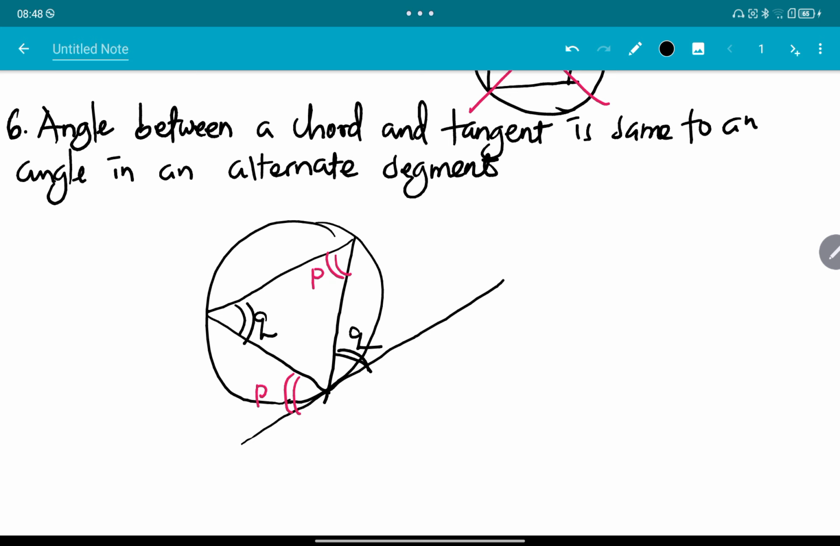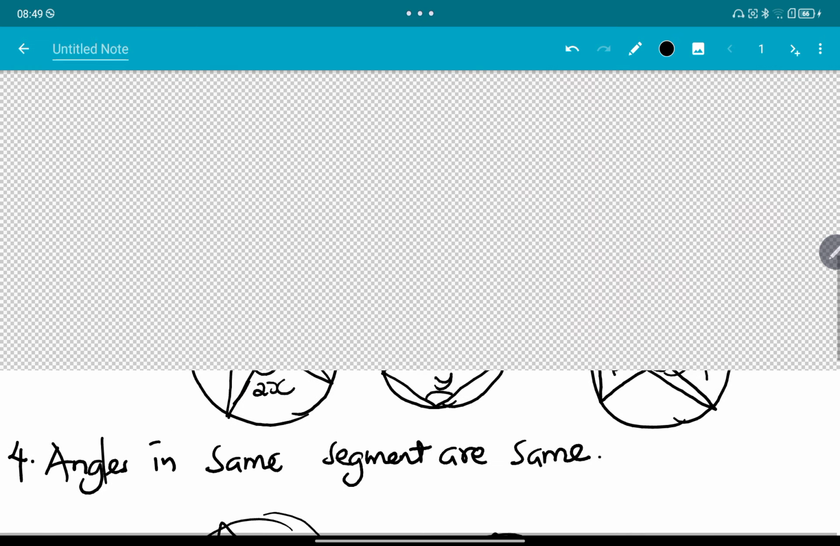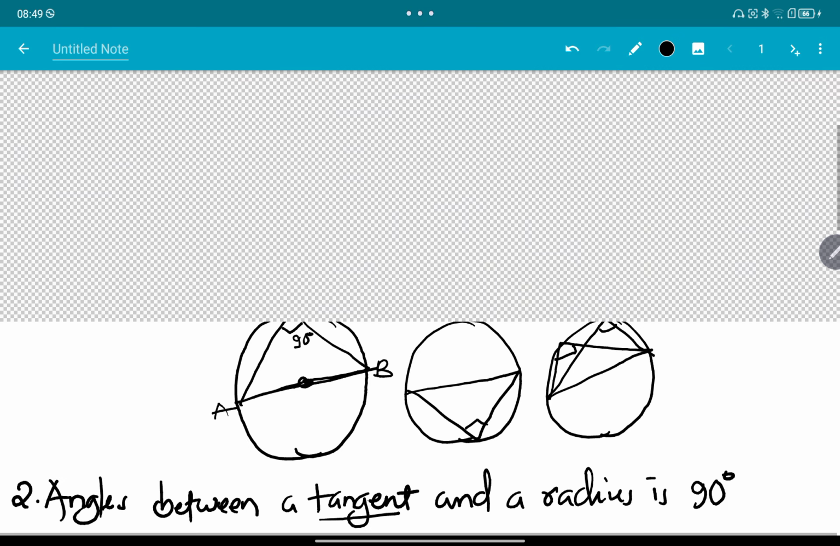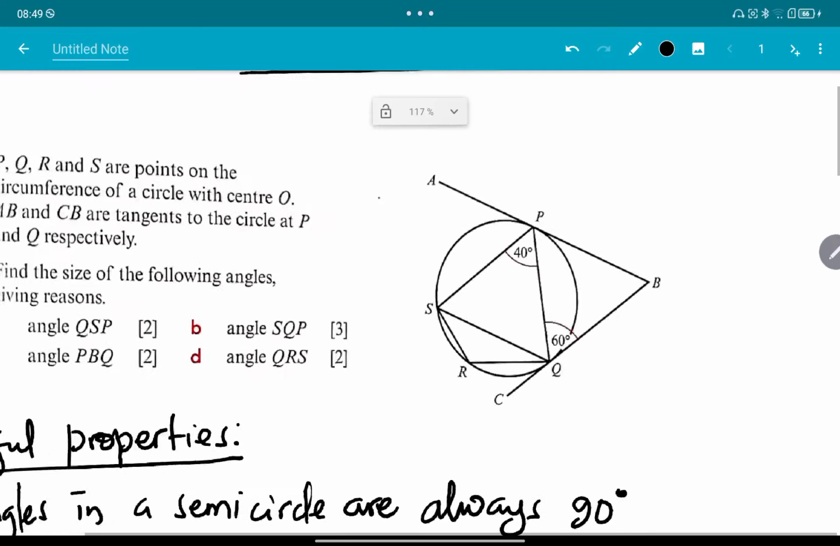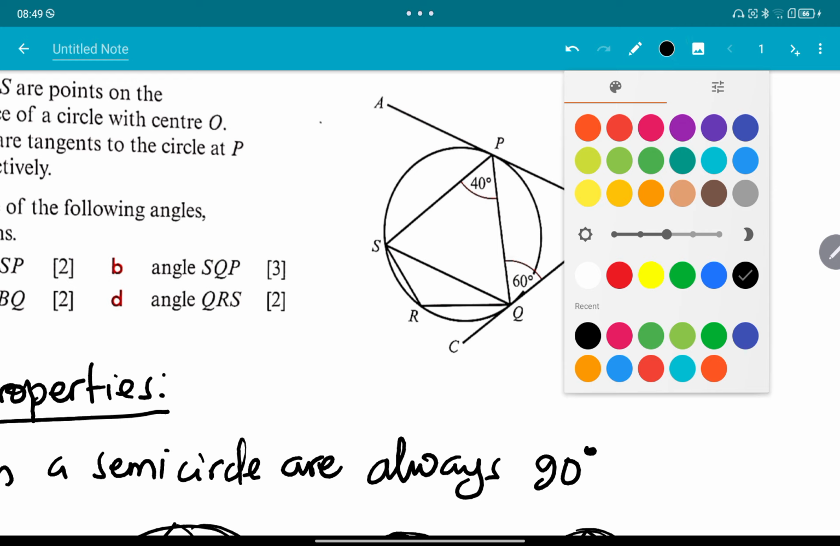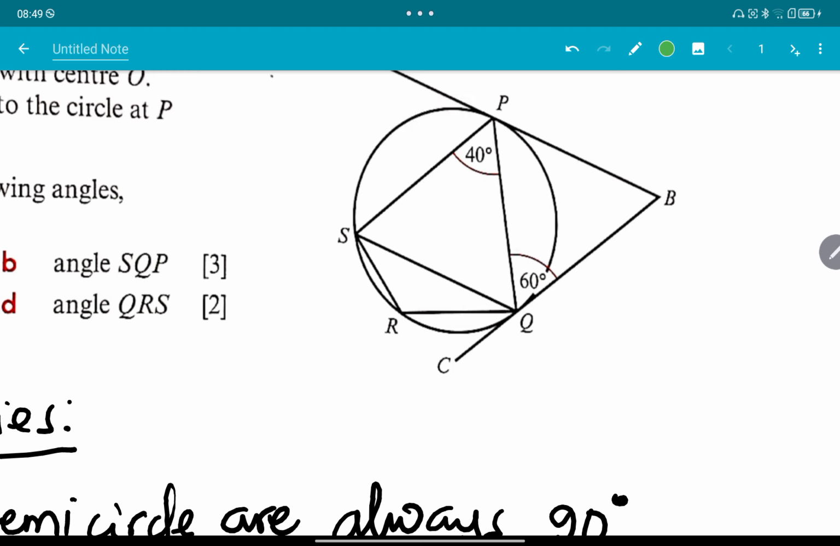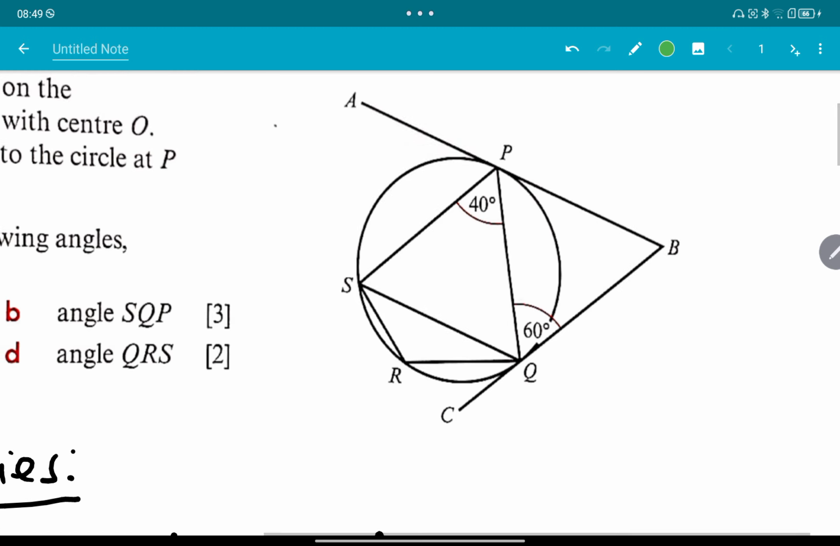So these are the 6 main properties you need to know to be able to handle any question dealing with circle theorems. Hope you are good. Let's now go back to our question that we've just written, or that is up here. This is the question, and this is what I usually prefer: when you have such a question, the first thing you can do is try to fill in the angles within that circle or diagram you've been given before even going to the questions.